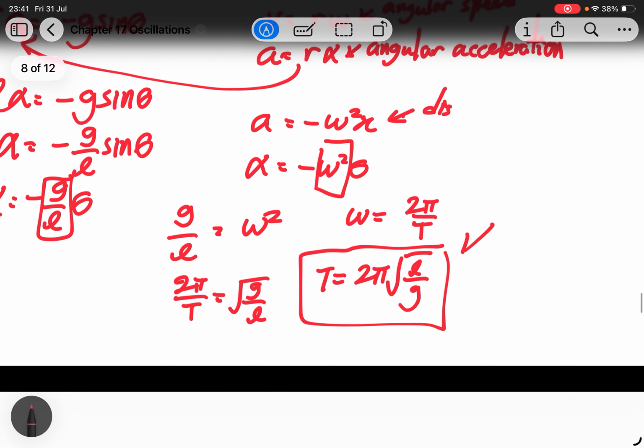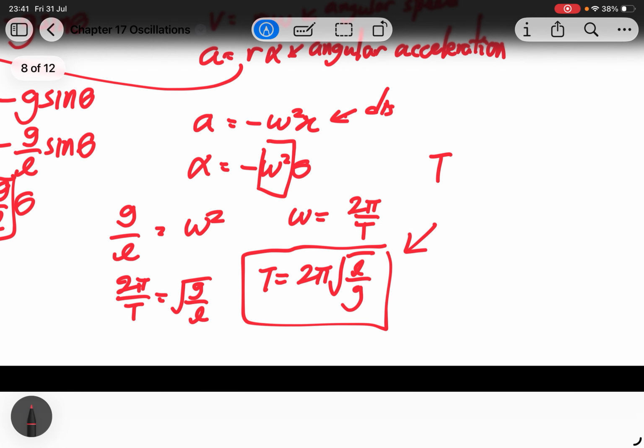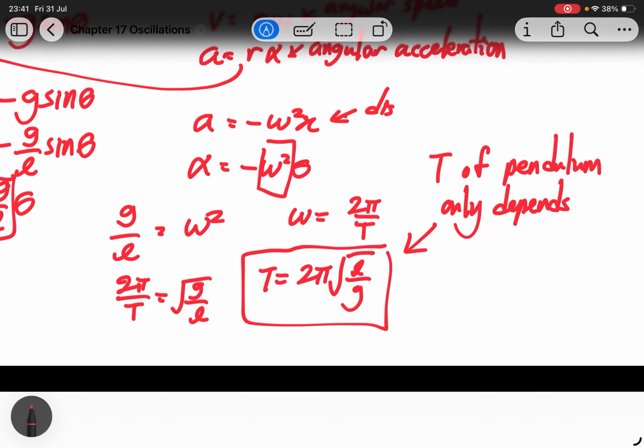This is the formula we encountered during our SPM also. So it says that the period of a pendulum only depends on length, not mass.